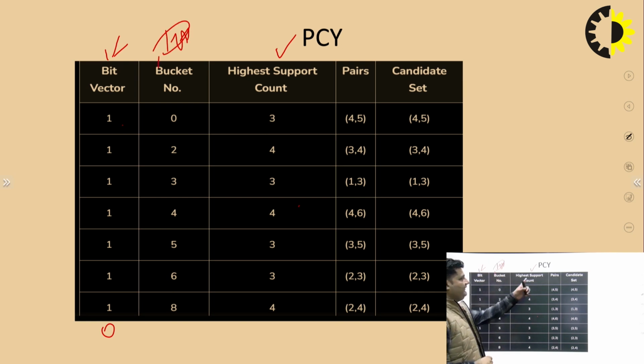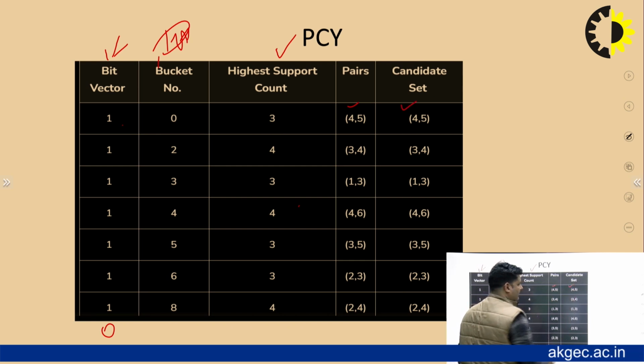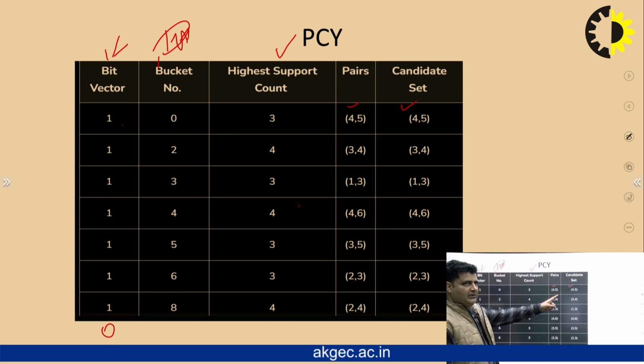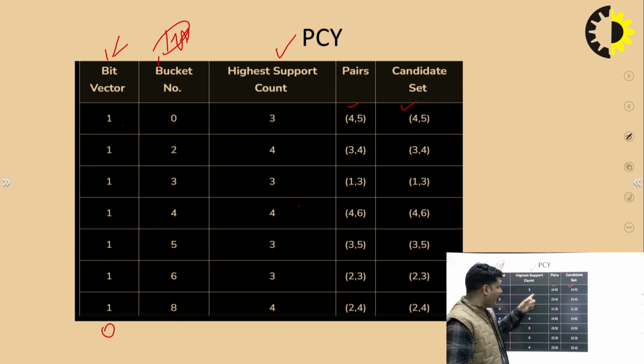Then we have this one. This is the highest count, this is the pair number, and this is the candidate set. From this we find that this is the item pair 4 5, placed in bucket number 0, and the count value is 3. It was purchased 3 times by the persons in the total of 12 transactions, and the bit vector value is 1. Similarly, we have the item pair 3 4. It was purchased 4 times, is placed in bucket number 2, and the value is 1.